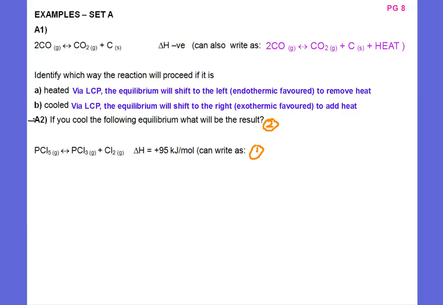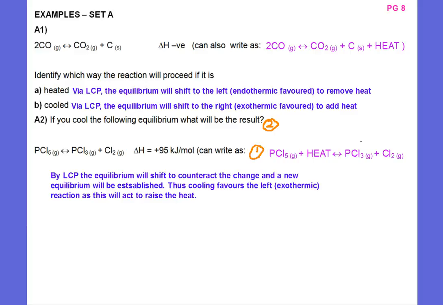On to the second question, A2. It says, if you cool the following equilibrium, which is this one here, what will be the result? This one is PCl5 goes to PCl3 plus Cl2 gas, and delta H is positive 95 kilojoules per mole. Don't forget, if you get a positive delta H value, that means the reaction is endothermic. Heat is like one of the reactants. So we could rewrite that reaction like this: PCl5 plus heat goes to there.